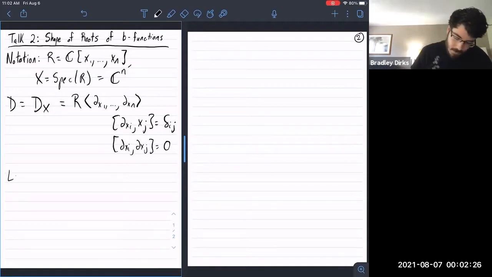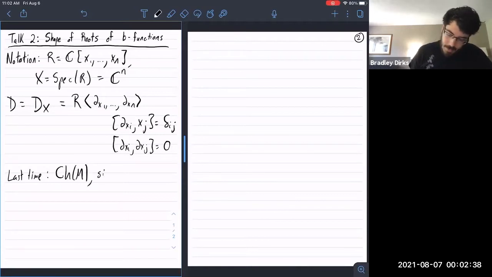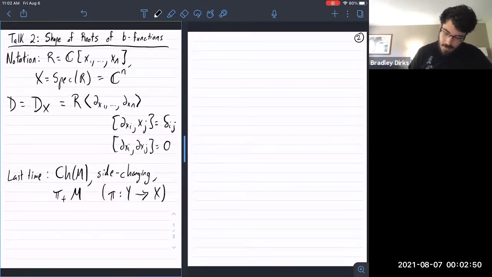Okay, and so last time we sort of built up all these notions we need from D modules for the proof that we're going to do today. So we talked about the characteristic variety of a D module, side changing, and we talked about push forward. So this is where pi is some map from y to x.